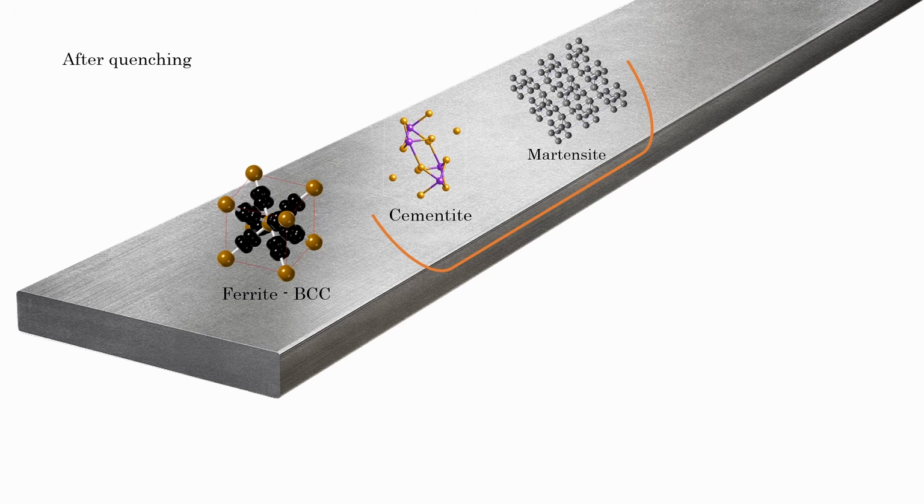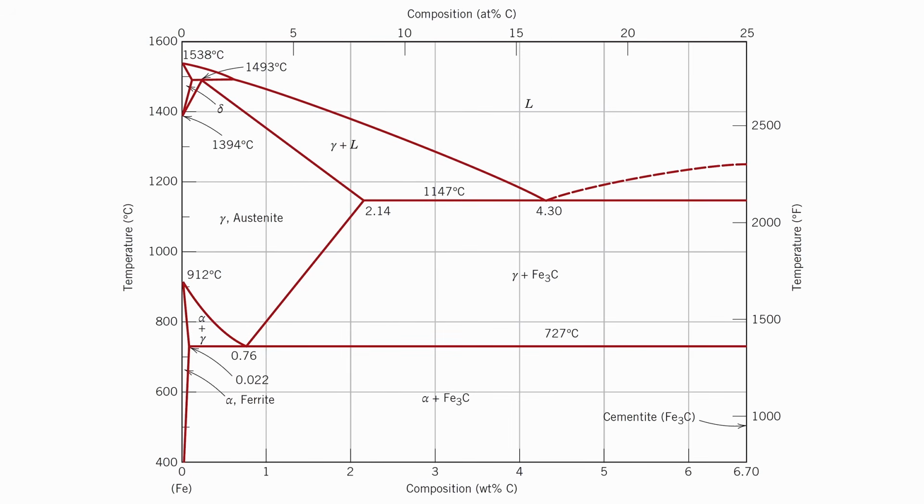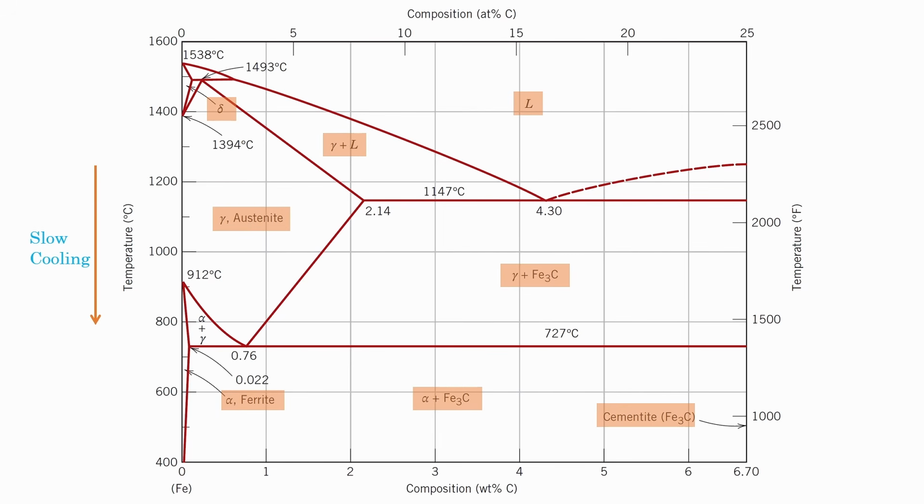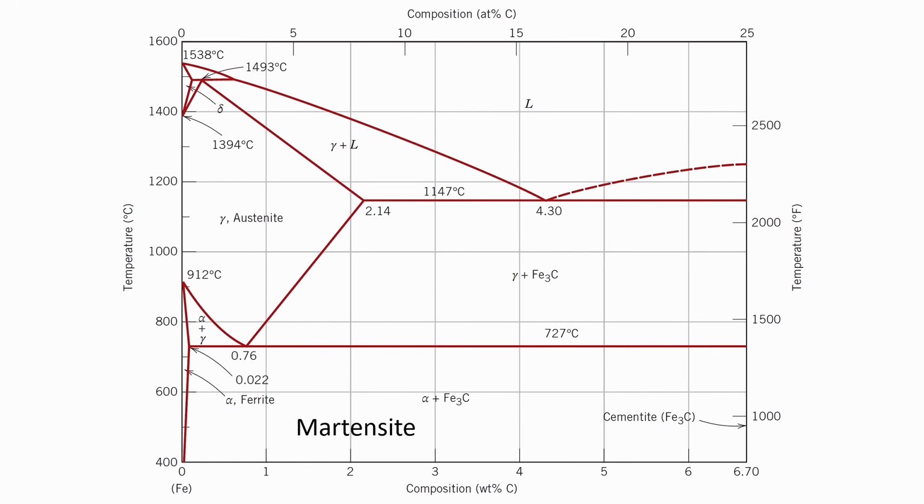A very important point: if you look at the iron-carbon phase diagram, you will not see the martensite phase anywhere. Why? Because the phase diagram only shows the phases formed under equilibrium conditions, meaning slow cooling and gradual temperature changes. Martensite is formed only under non-equilibrium conditions, specifically by very rapid cooling. This is why martensite doesn't appear in this diagram.